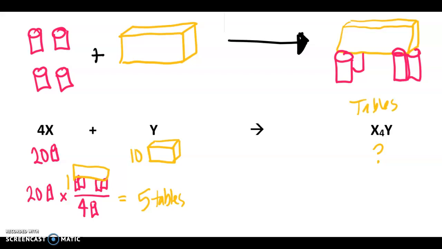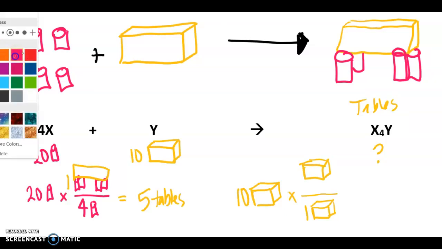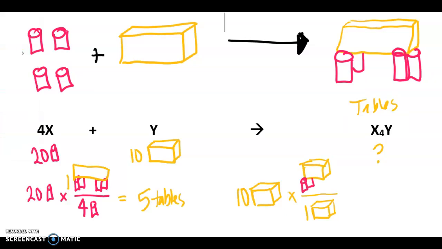Okay. And then if we have 10 of these boxes, right? Well, every time we do this equation, we need 1 box for every table that we have. So if we need 1 box for every table, if we have 10 boxes, we can make 10 tables.